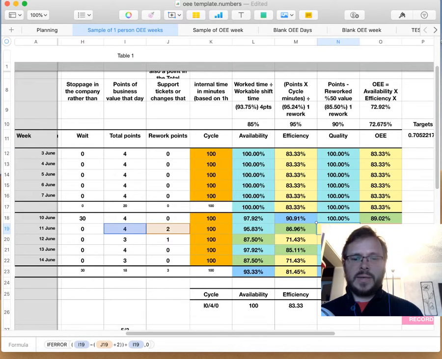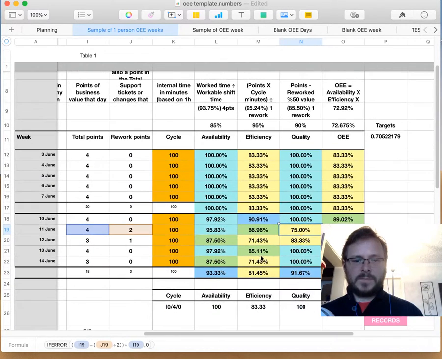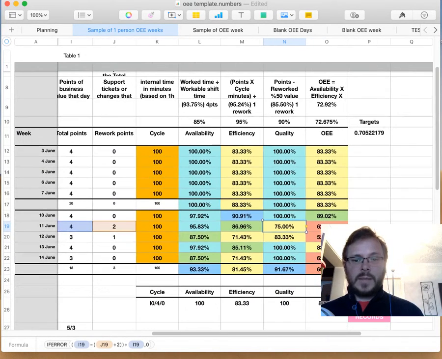Finally, we've got the quality, which is much simpler. We've just got the total points worked minus half, because they're only worth 50 minutes each, so half the value of the rework time. So in other words, 2 of these points are only worth 50%, divided by the number of points. So that's why we get that. We then end up with 75% was productive for quality control. So we end up with 3 points out of 4.